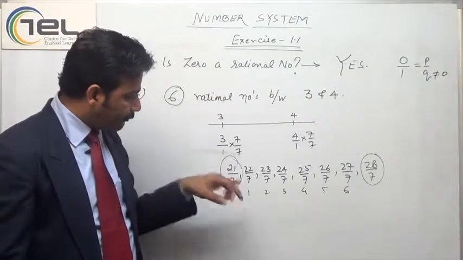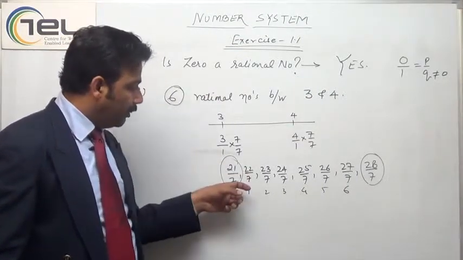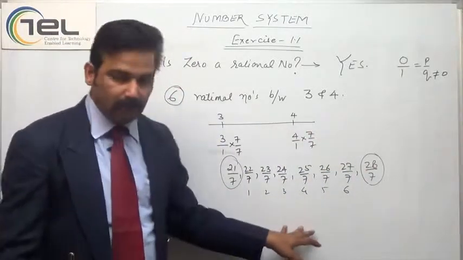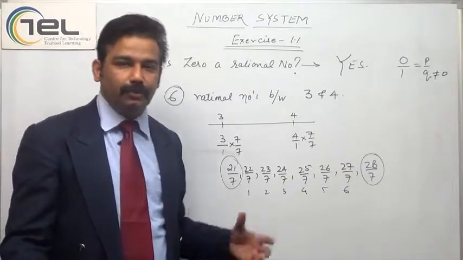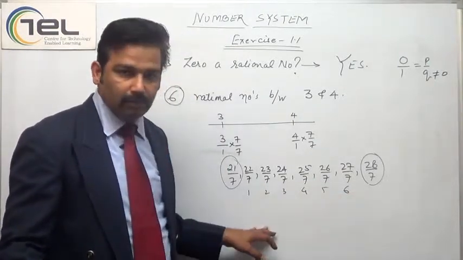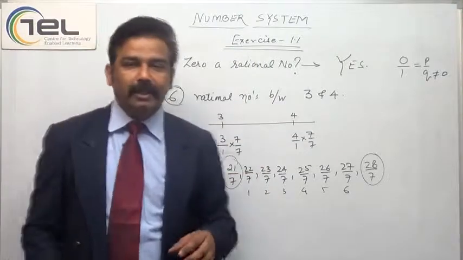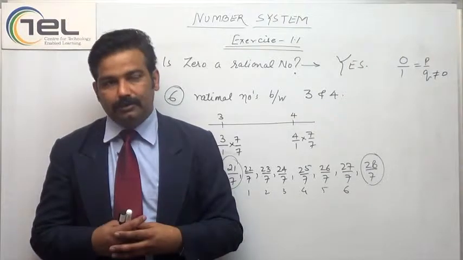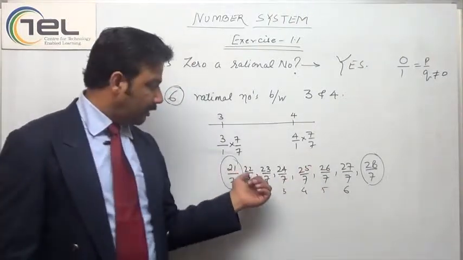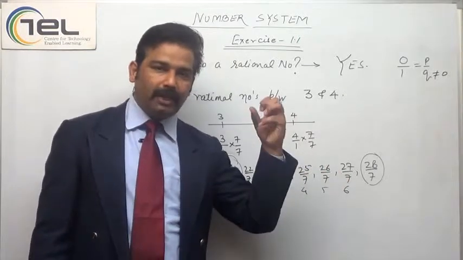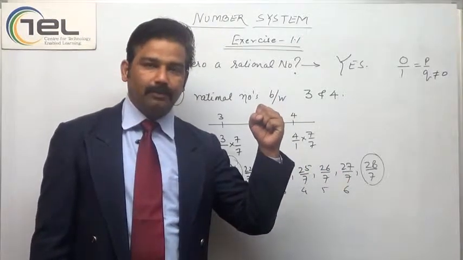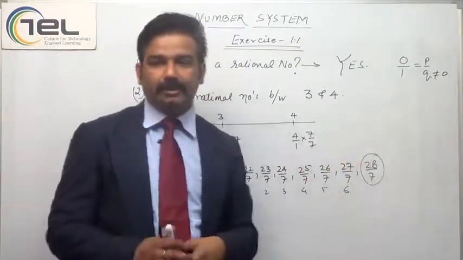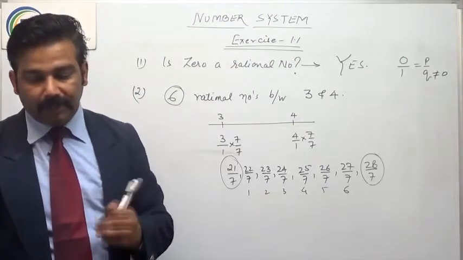Moreover, it may be possible your answer is not matching whatever answer is given in your book, but it doesn't mean that you have done it wrong. No, because we have learned there are infinite rational numbers between two given rational numbers. So these are also part of those infinite rational numbers between two rational numbers. Clear? Let's go to the third question.